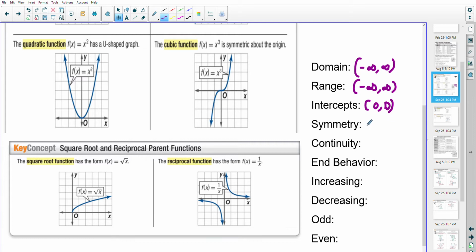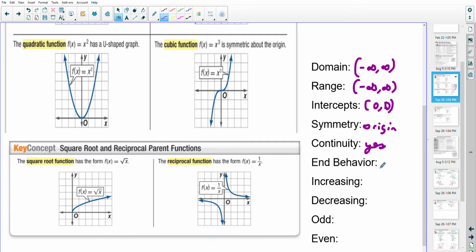Symmetry: is it symmetric about the vertical line or the horizontal line, or is it symmetric about the origin? It would be symmetric about the origin, because for each (x, y), it's going to have a (negative x, negative y). Continuity: do you have to lift up your pencil? And so, yes, it is continuous over the whole thing.